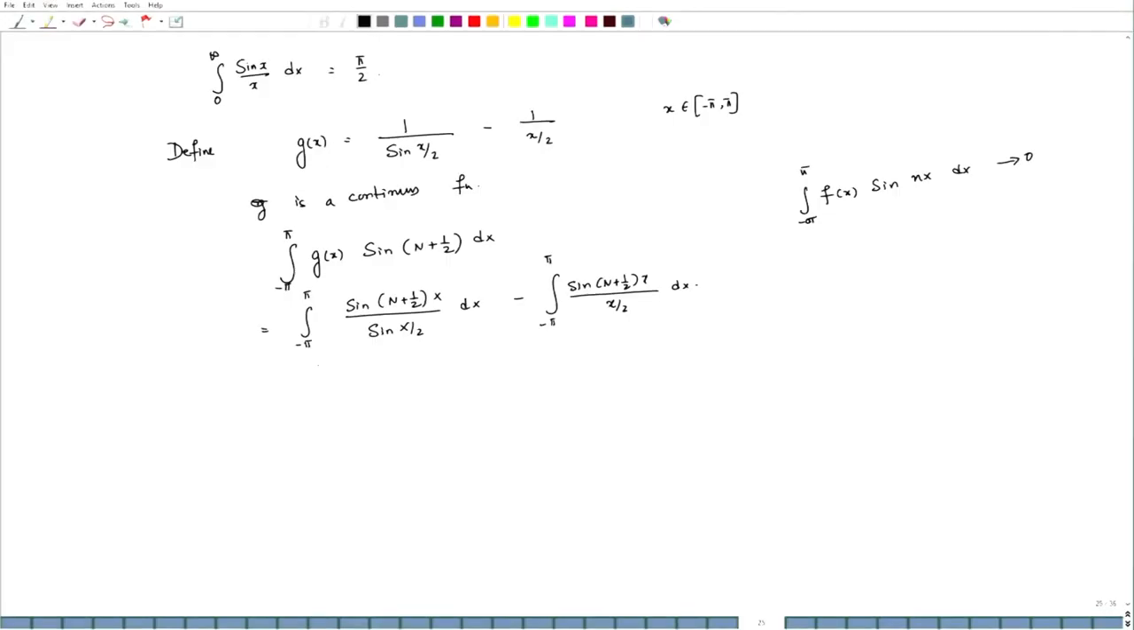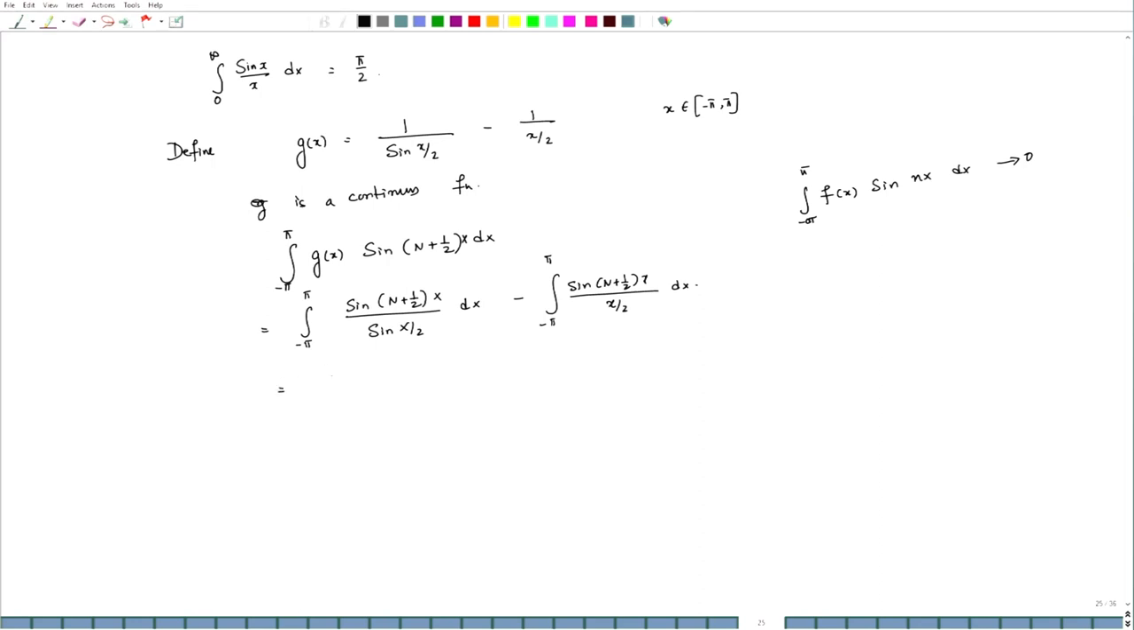In the last lecture, we were halfway through a computation of the integral from 0 to infinity of sin x by x dx. What we have done is take g to be 1 over sin x by 2 minus 1 over x by 2, and then g becomes a continuous function. So now here we have the integral from minus pi to pi of g x sin (n plus 1 half) x dx is equal to this.